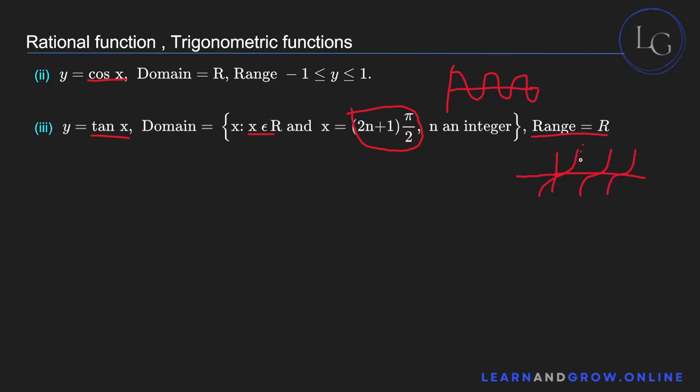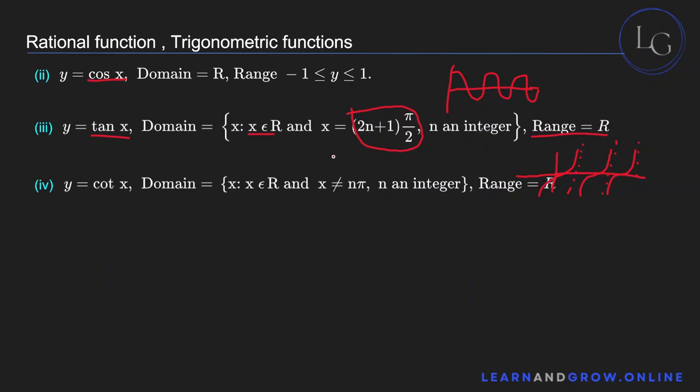Now at these points, these are the points that are odd multiples of pi by 2, and you can see that the graph is going towards infinity, so it will never touch these points. But again, these points will hence not be in the domain of tangent of x. But as you can see, the y values go from infinity to negative infinity, so all real numbers, the range.